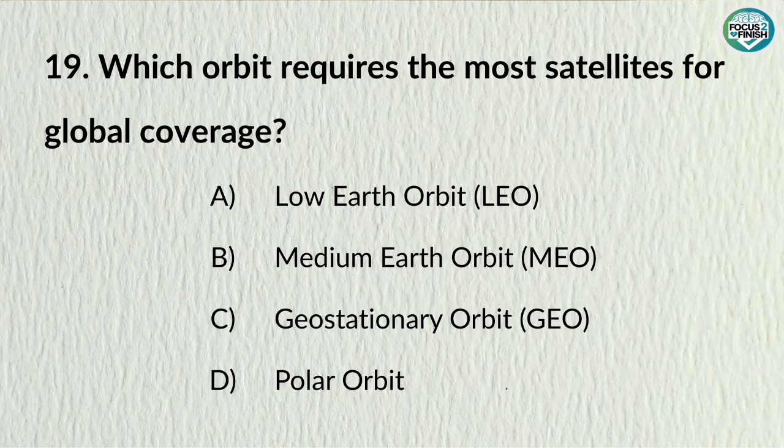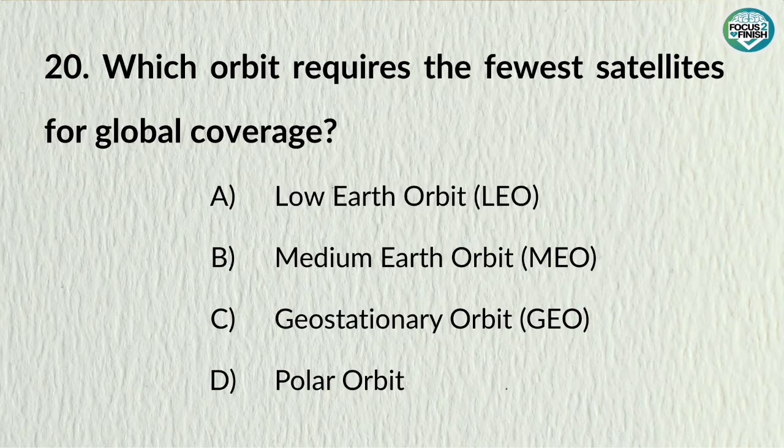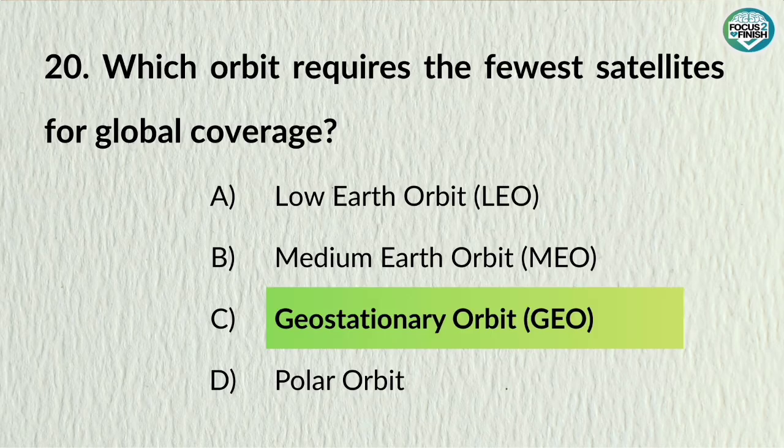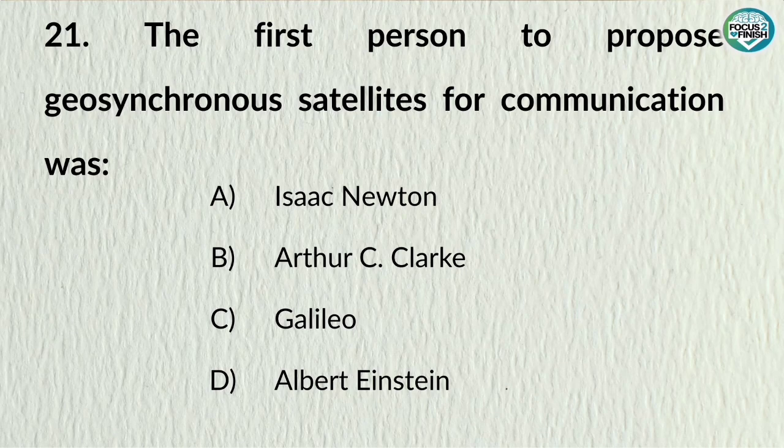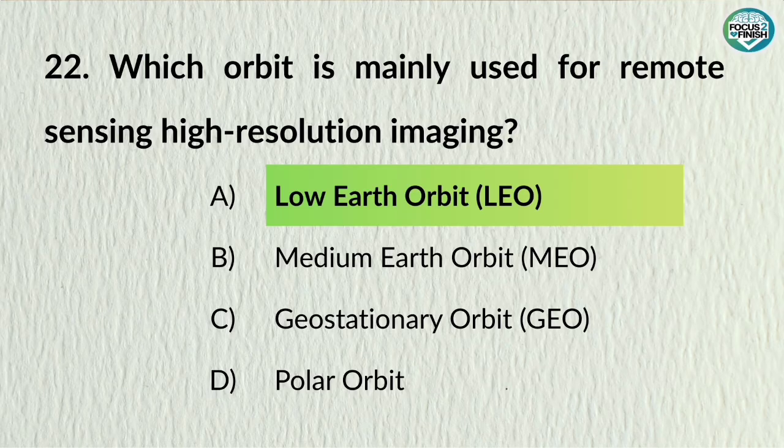19. Which orbit requires the most satellites for global coverage? Answer: Low Earth orbit. 20. Which orbit requires the fewest satellites for global coverage? Answer: Geostationary orbit. 21. The first person to propose geosynchronous satellites for communication was. Answer: Arthur C. Clarke. 22. Which orbit is mainly used for remote sensing high-resolution imaging? Answer: Low Earth orbit.